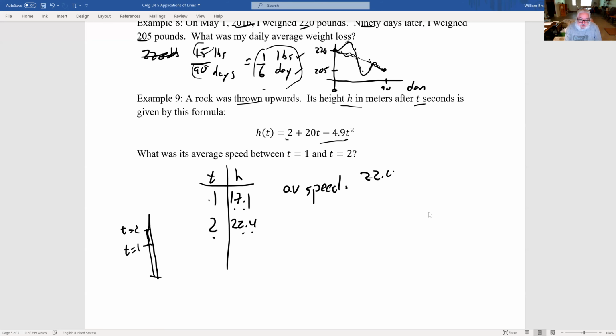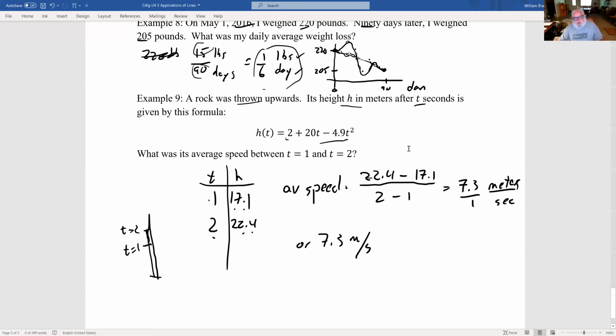Well, its final height is 22.4. Its initial height is 17.1, and it was from time t equals 1 to time t equals 2. And so that's 7.3 over 1. And the 7.3 is in meters, and the 1 is in seconds. Right, so 7.3 meters per second is its average speed. And of course, it's not actually going at that speed the whole time, right? When you throw something up into the air and it goes from t equals 1 to t equals 2, it's actually slowing down a little bit. Over that second, that's what its average speed was.